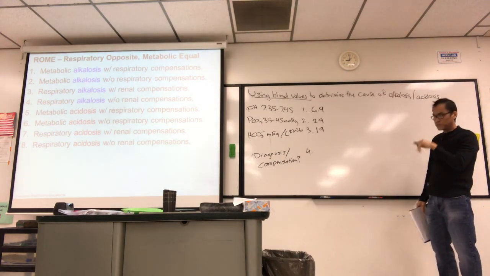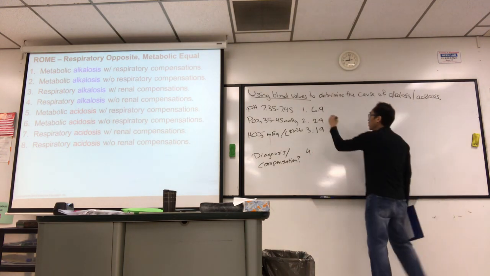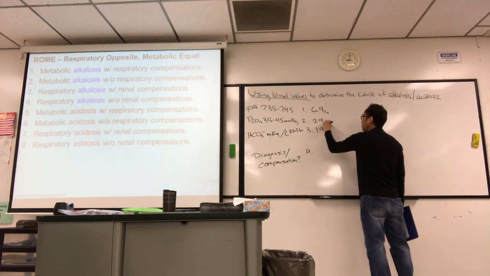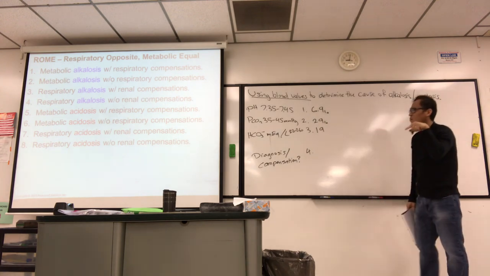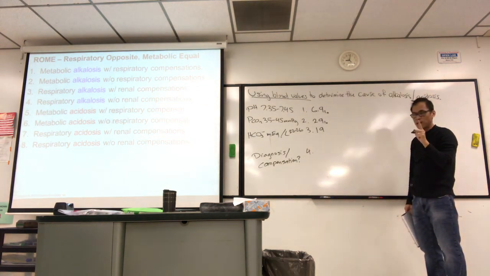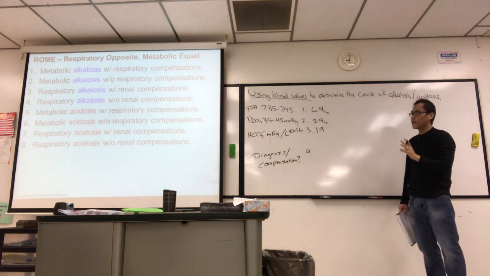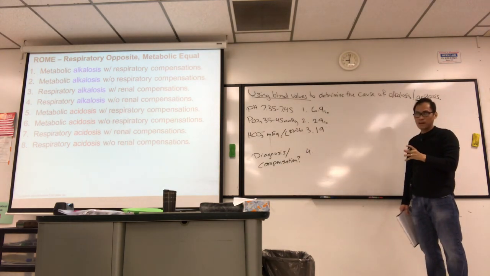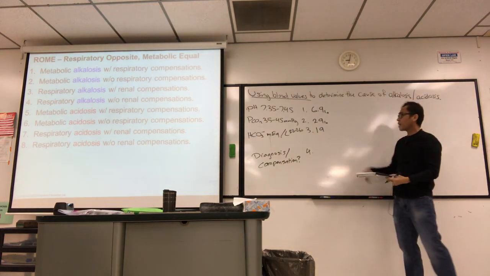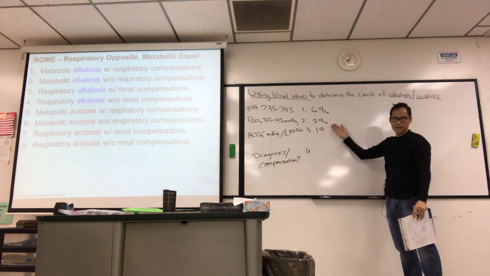Okay. Move to step two. Evaluate the CO2 value. Is that high or low? It's low. So let's remember, that's low, that's low. Now what's our rule again? Respiratory opposite, metabolic equal. Is it a respiratory cause, yes or no? No, it's not. Okay, so that's all we say for now. It's not a respiratory cause because it's not the high-low thing. In fact, it's outside the normal range and it's low, but we'll get back to that.